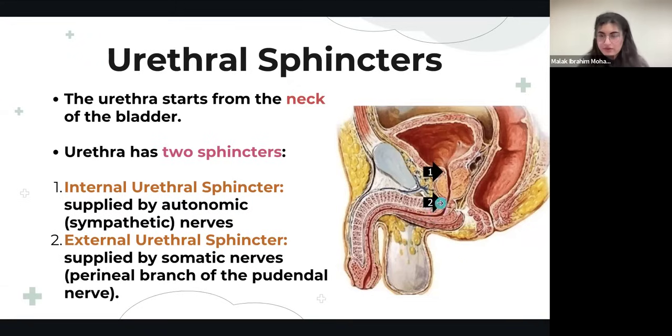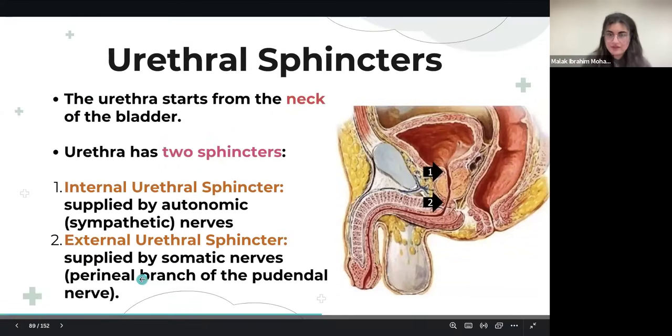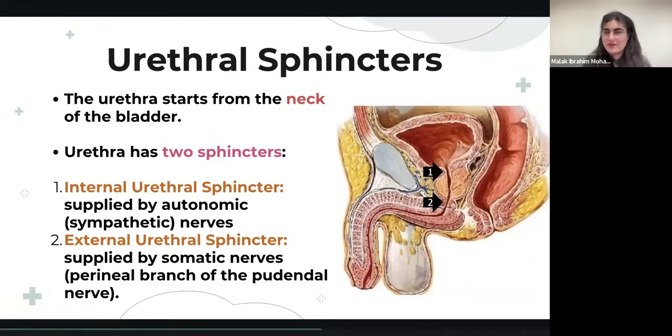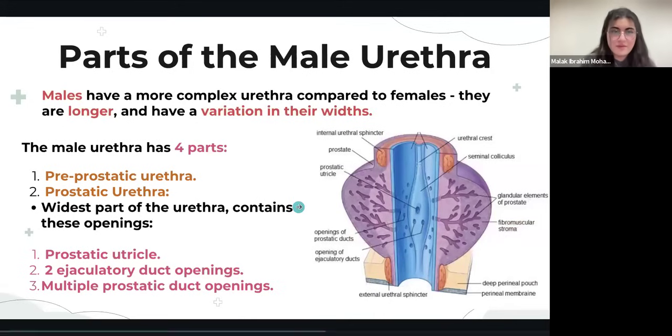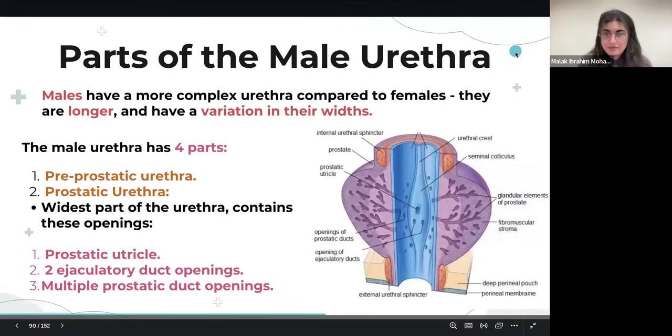However, the external urethral sphincter, which is more towards the outside, is supplied by the somatic nerves. So you actually have control over this sphincter. I'm sure you guys are already aware of this. The somatic nerve is the perineal branch of the pudendal nerve. I don't think you need to know this; just know that it's somatic and supplied by the perineal branch.